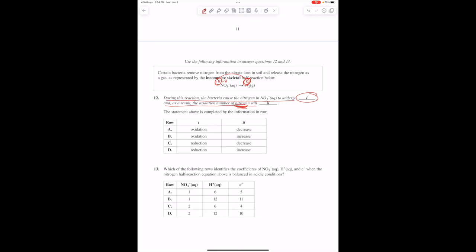Okay, the number is going down. If the number goes down, it's like Elon Musk inventing rockets that could land. Before, he'd just shoot a rocket up into the sky and it was gone. Now he can bring it back down. If the number goes down, we've gained electrons, which of course is reduction. So that's out. And the oxidation number of nitrogen itself is going from a 5 to a 0. The number itself is decreasing.